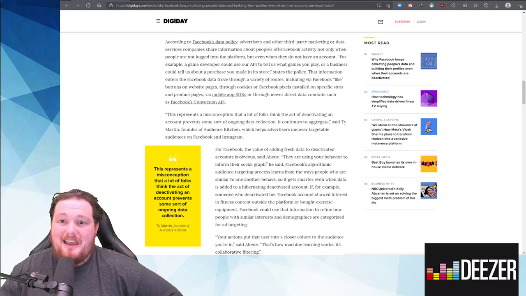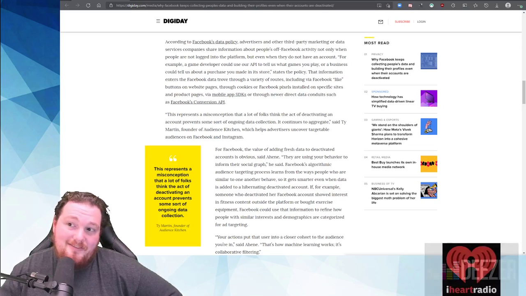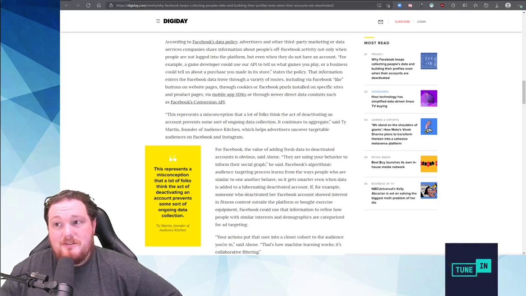That's the truth about Facebook and deactivating versus deletion. If you want to save yourself the hassle, delete your account. Deactivating is not enough. Deleting is the real way to do it. But of course, there's no going back.